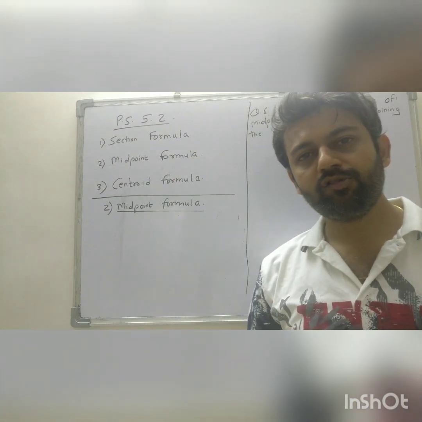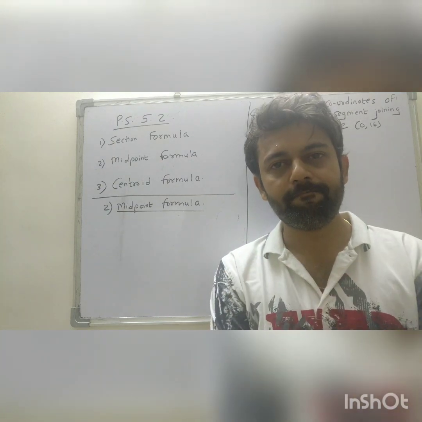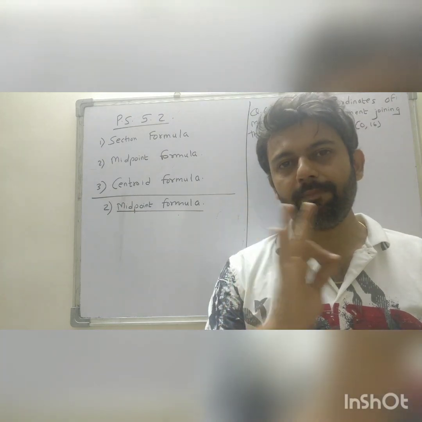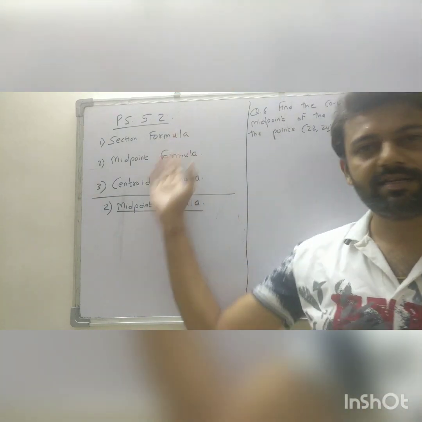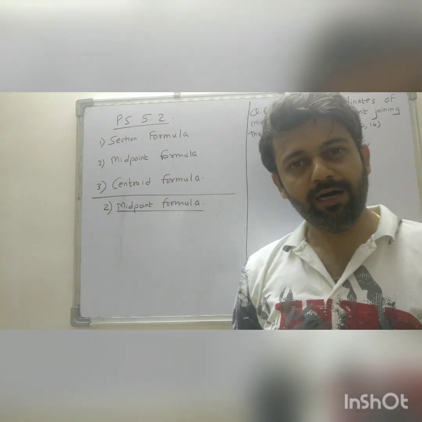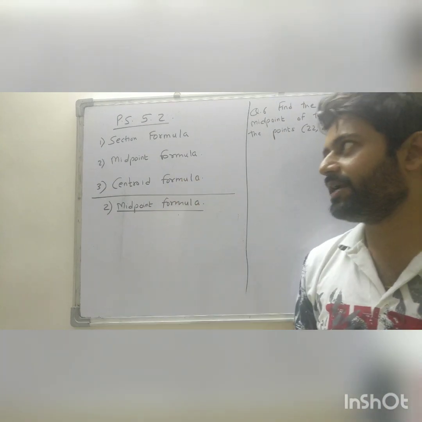We are learning geometry chapter number 5 called coordinate geometry. We are in exercise 5.2. The 5.2 exercise has got 3 parts. The 3 parts are there in front of you. If you can read, first section formula, second midpoint formula, third centroid formula.